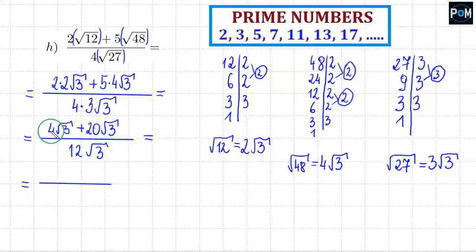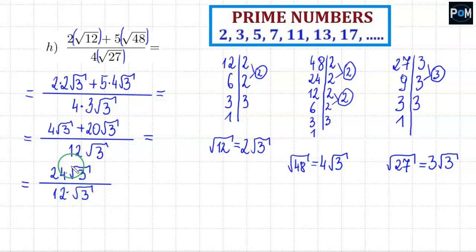At the top, I add 4 square roots of 3 and 20 square roots of 3, which makes 24 square roots of 3 in total. And at the bottom, for now, no changes, 12 square roots of 3. Because here it is an invisible multiplication, I can cancel out the square root from the top and the square root from the bottom.